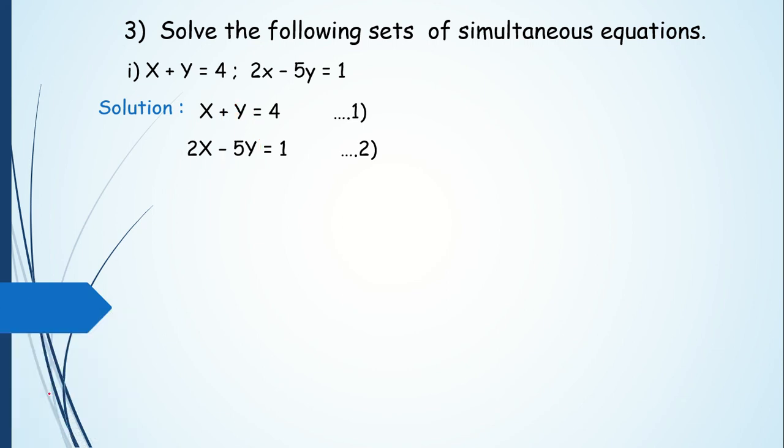So you should check which variable you want to eliminate. I can eliminate x also, but then I have to subtract. Right now, in order to eliminate y, I will multiply equation number 1 by 5. So I will say multiplying equation 1 by 5. So when I multiply equation 1 by 5, I will get, throughout I have to multiply, I will get 5x here plus 5y plus 5 4s are 20.